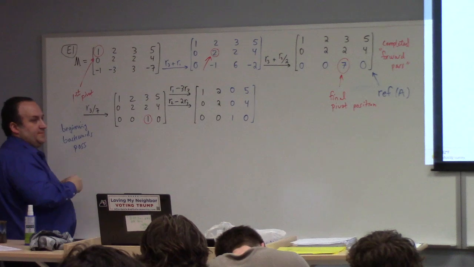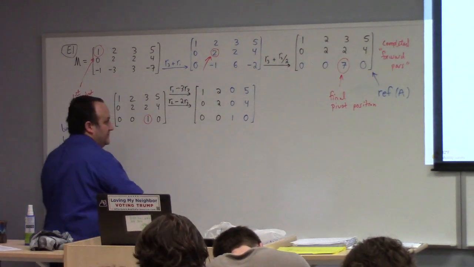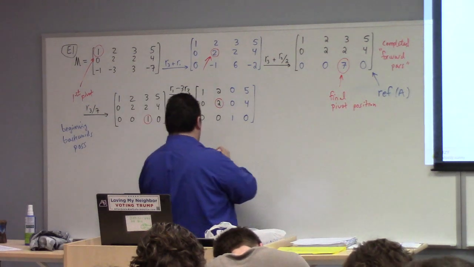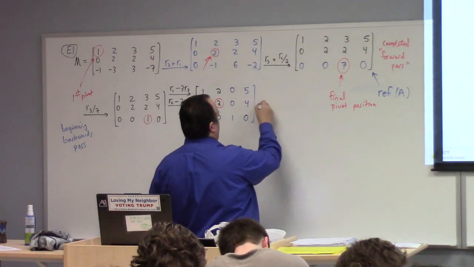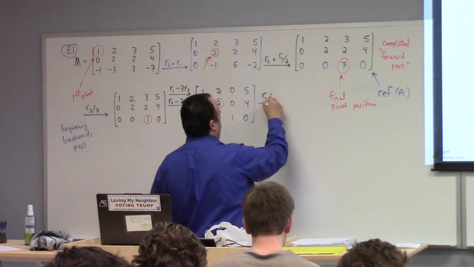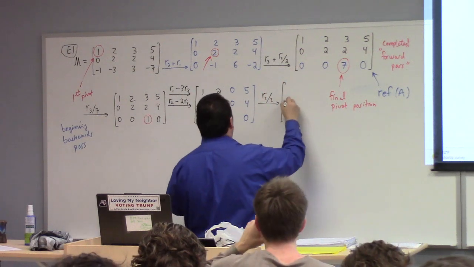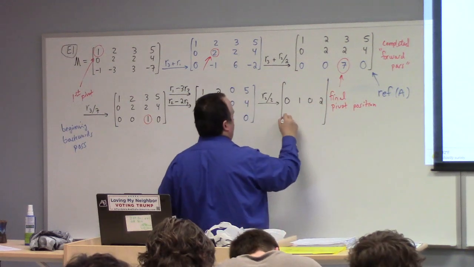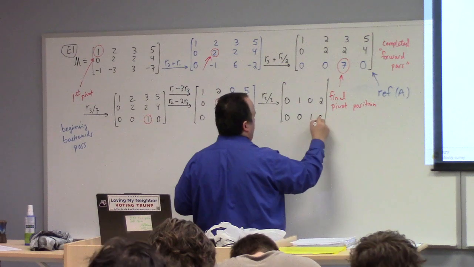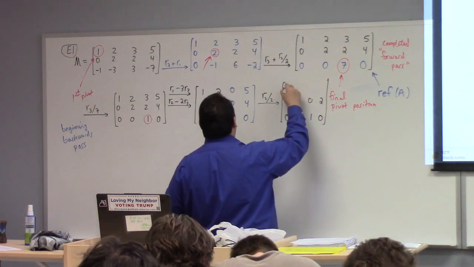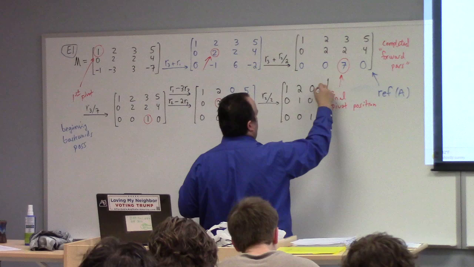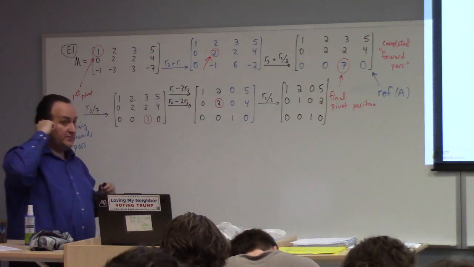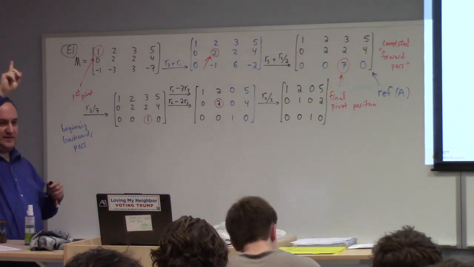Beginning the backwards pass. So next up, we are to this one right here, right? So I can do row 2 divided by 2. That gives me 0, 1, 0, 2. And still got my 0, 0, 1, 0 down here. And my top, I didn't do anything to row 1, so 0, 2, 0, 5. Right? So I rescaled my second pivot row, going back up from the bottom to the top.